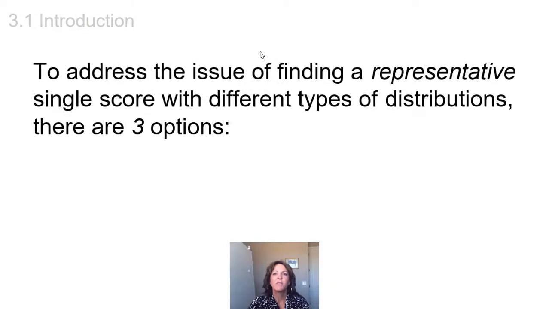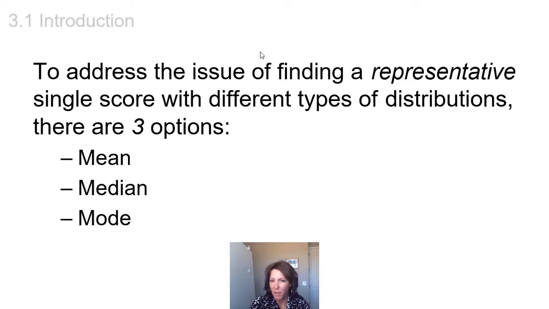So when we're looking for a representative single score, we have 3 different options. The mean that we've just talked a little bit about, but we also have something called the median, and we have the mode as well.